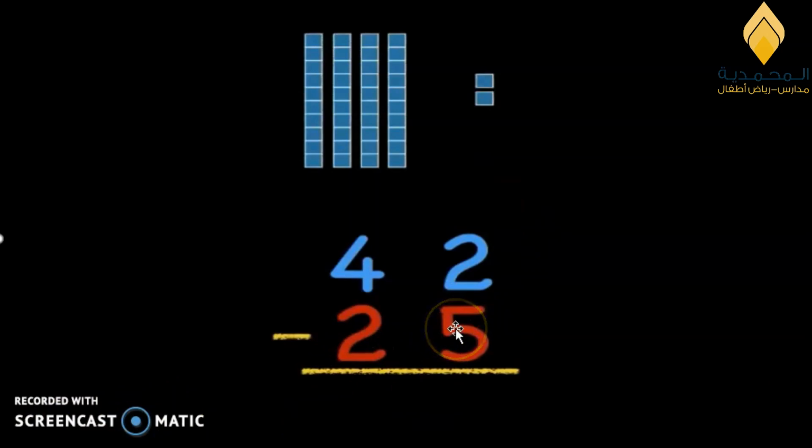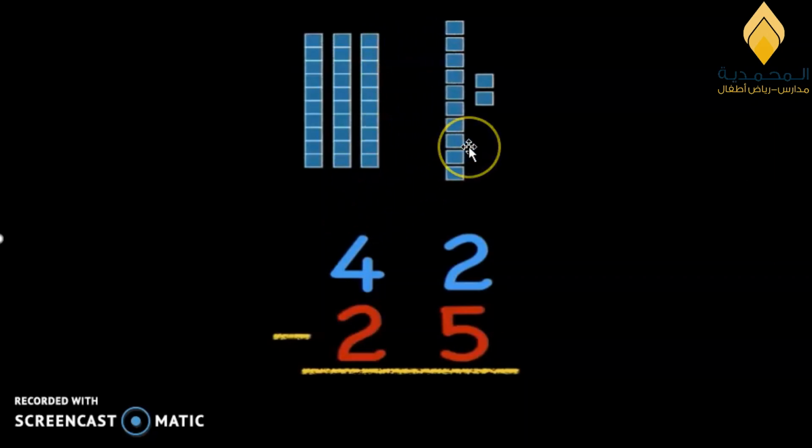Now, look at the ones place, please. We're going to take away 5 from 2. We cannot do it, right? Can we take 5 from these 2? Absolutely not. So, what are we going to do? Now, we should regroup. What's the meaning of regroup? It means we take away 10 from the tens and give it to the ones. And so here the ones will be 12, right?